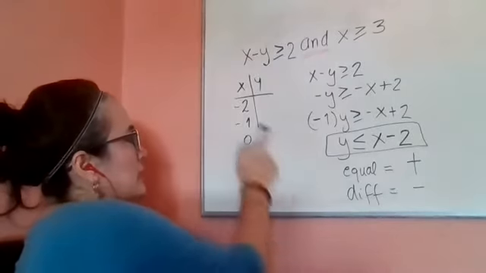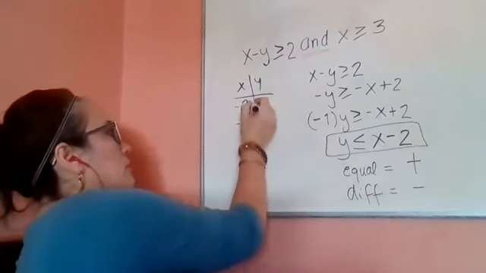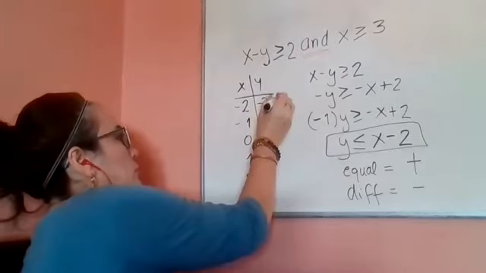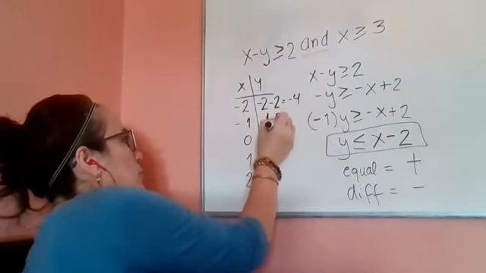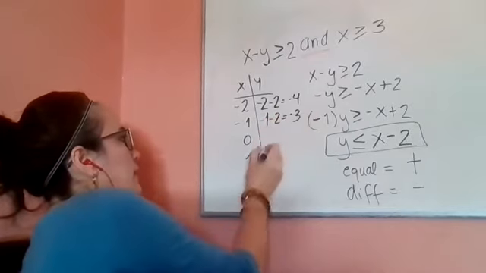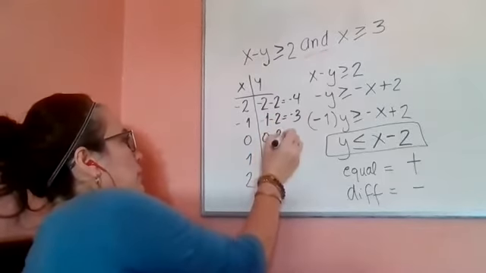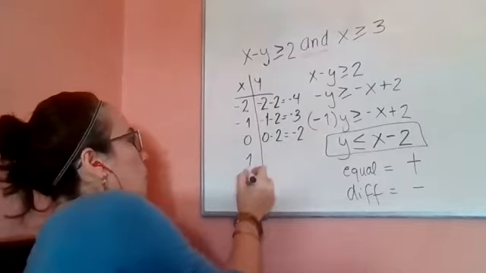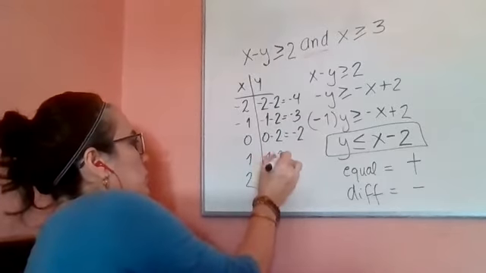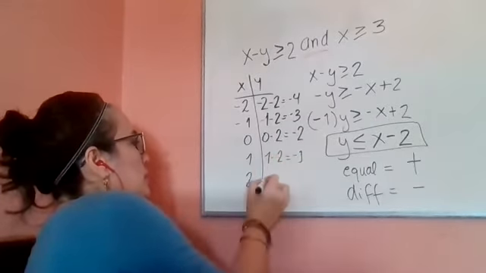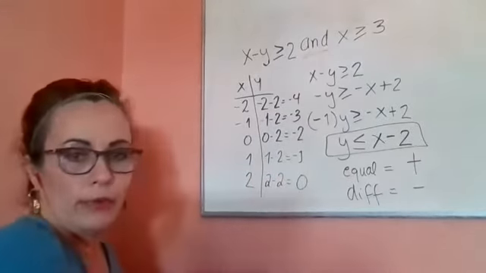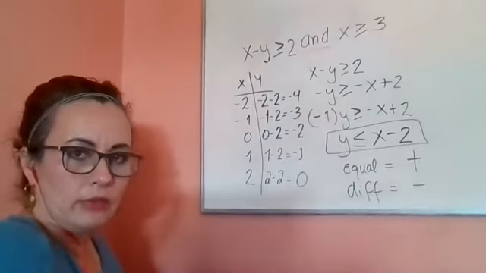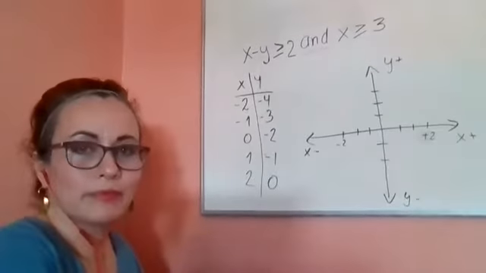So I'm going to replace these values over here. So it's going to be negative 2 minus 2 is negative 4. Negative 1 minus 2 is negative 3. 0 minus 2 is negative 2. 1 minus 2 is negative 1. 2 minus 2, it is 0. I just found all the values that I needed for the table.